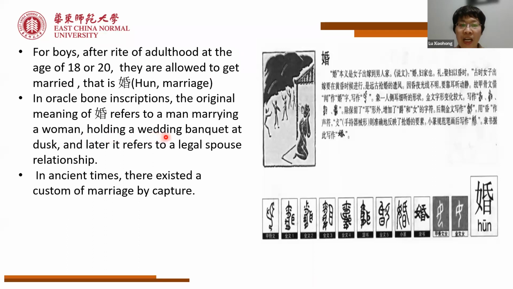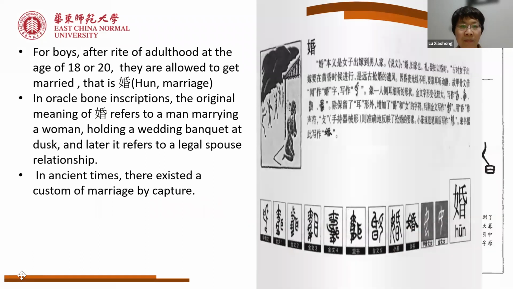So here, 婚 refers to a man marrying a woman, holding a wedding banquet at dusk. And later, this word is used to refer to a legal spouse relationship. That's 婚姻. So we have the legal relationship. Now, in ancient times, there existed a custom of marriage by capture. We have mentioned just before. So here we can see the word 婚 from the very beginning of oracle bone inscription to the word we write today. So what does this 婚 mean?